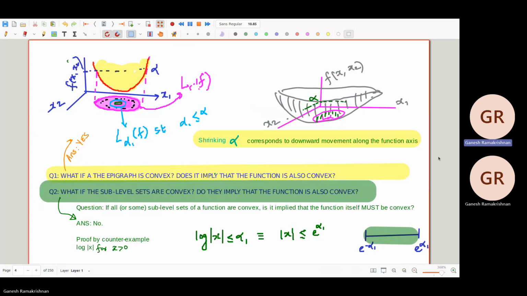So therefore, they're not equivalent. Functions with all sublevel sets being convex are not equivalent to convex functions. Is that clear?